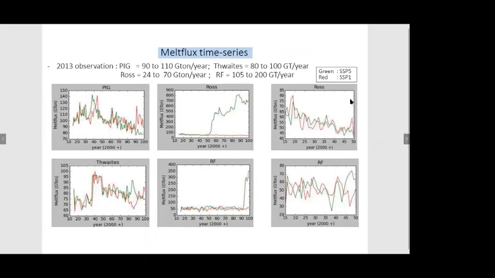So in terms of the total melt flux, Pine Island Glacier and Thwaites are the small shelves which are in a risky situation according to the present day's runoff. So it doesn't show too much difference between SSP1 and SSP5. And this is from the SSP5, where the rows jump a lot, and also Filchner-Ronne.